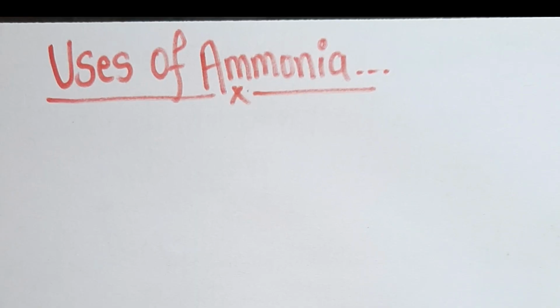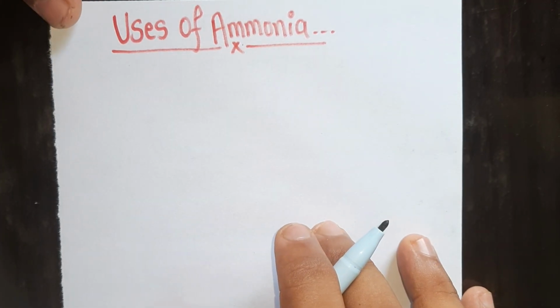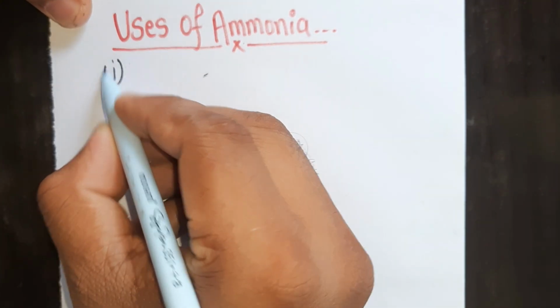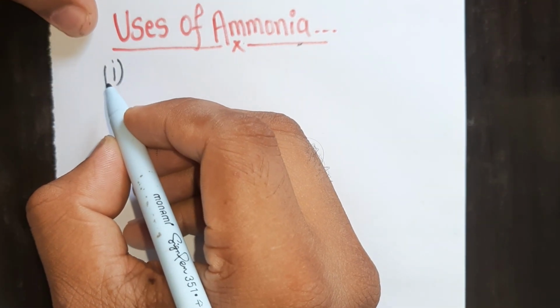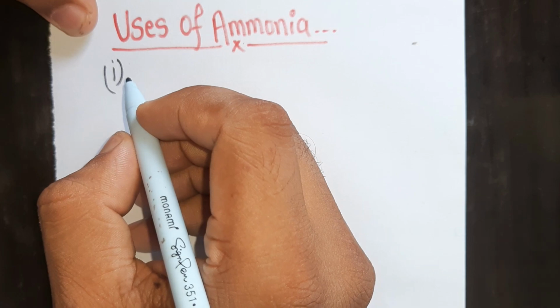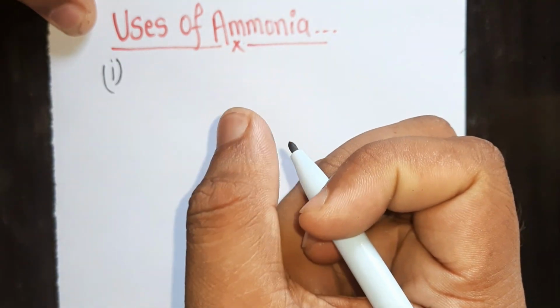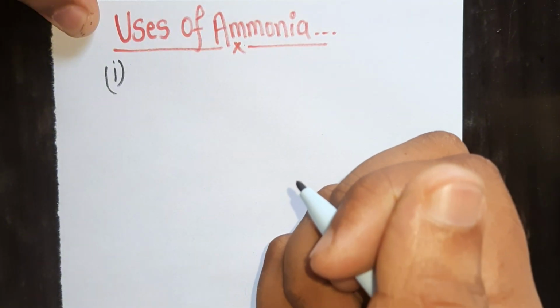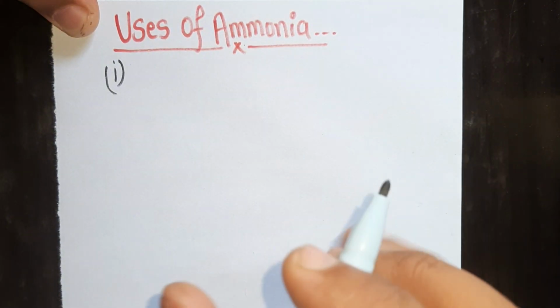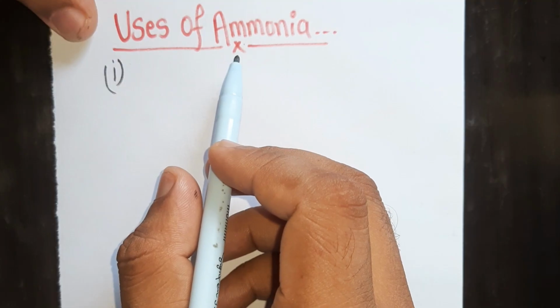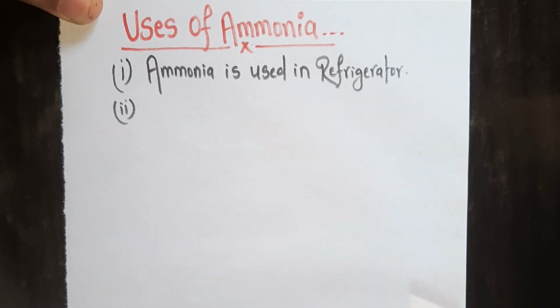Okay, the next topic here is uses of ammonia. What are the uses of ammonia? You might have heard that ammonia gas is used in refrigerators, as the compressed ammonia gas absorbs the heat from the vegetables or the materials kept inside the fridge. So the first point here is: ammonia gas is used in refrigerators. Let's keep it simple.